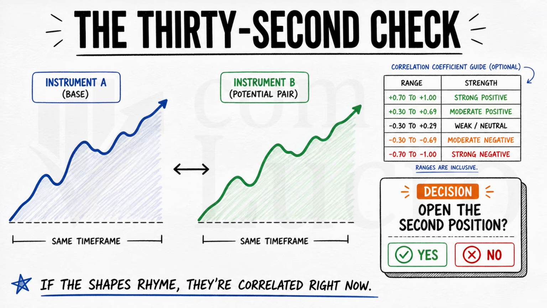Checking any of this needs no special tool, by the way. Coefficient tables exist, and they're fine, but you can put the two charts side by side on the same time frame and simply look at the shapes. If the last few days rhyme, they're correlated right now. That's all the precision you need before deciding whether to open the second position.